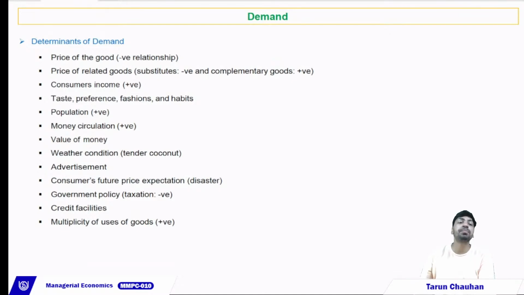For example, if the price of Coke declines, then the quantity of Pepsi demanded would decrease. We are talking about the price of one good, but it automatically affects the demand of another good, which shows the inverse relationship between these products.